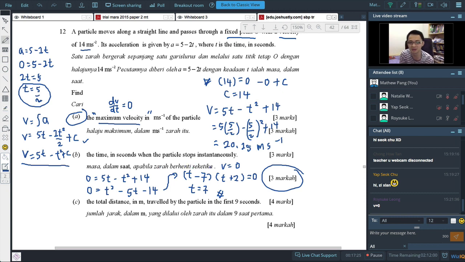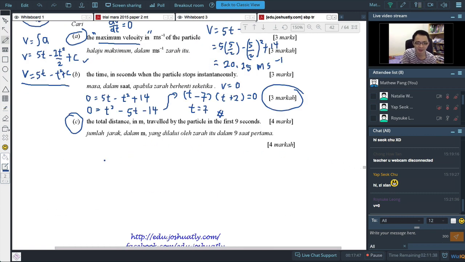He asks you to find the total distance traveled by the particle in the first 9 seconds. Okay, this is the most difficult part about the whole topic. Because this is motion along a straight line, if this is the particle, the particle might move to the right first, then make a U-turn to the left, and then make a U-turn again to the right. So total distance means you have to find all the distance over here.